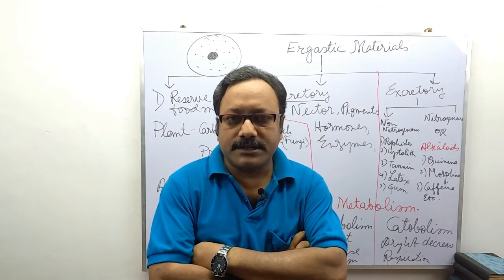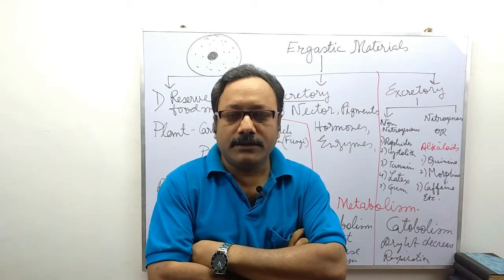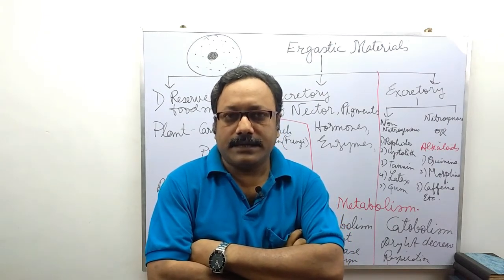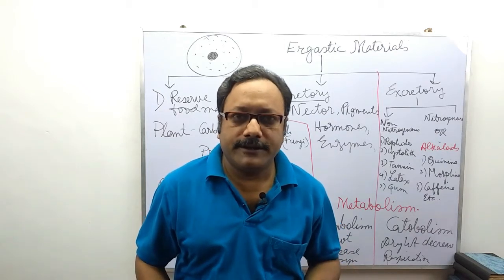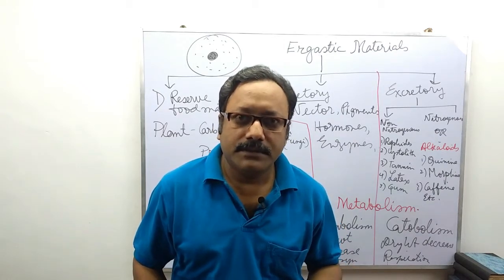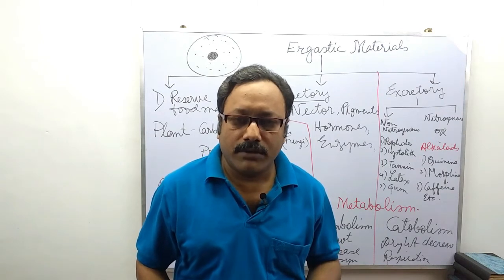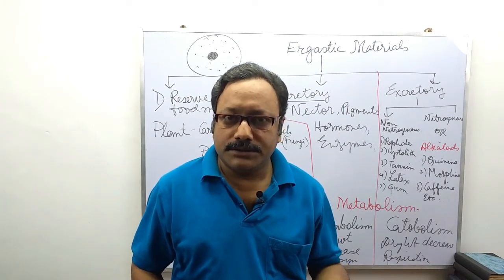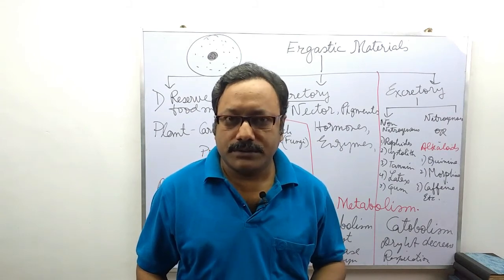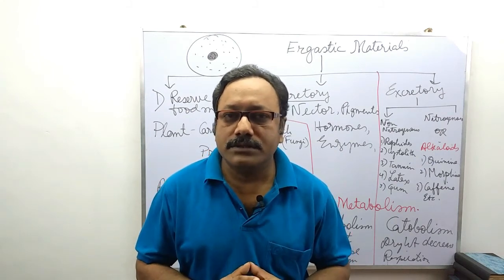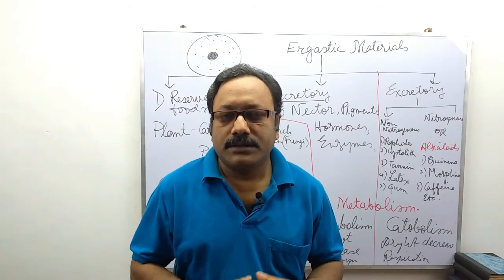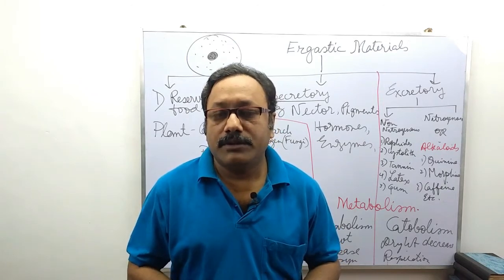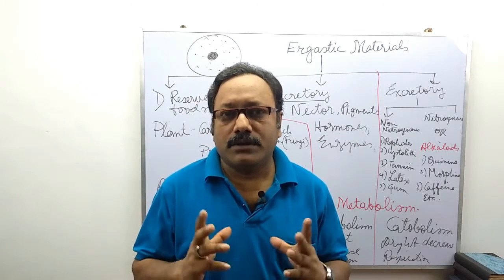So far we have discussed the living inclusions of the cell like nucleus, mitochondria, plastid, lysosome, Golgi body, endoplasmic reticulum, then centrosome and ribosomes. These are all living inclusions of the cell. Now today we will discuss the non-living inclusions of the cell.